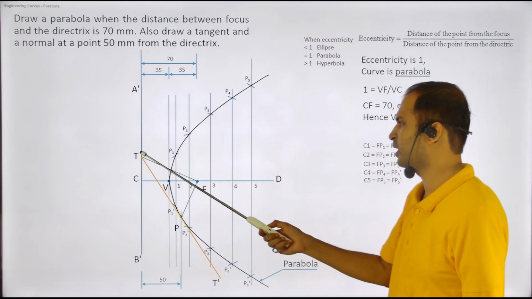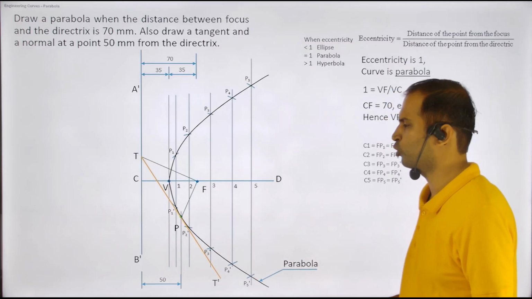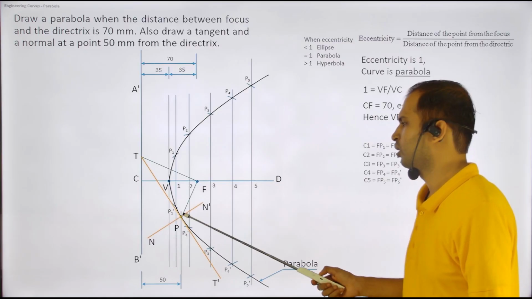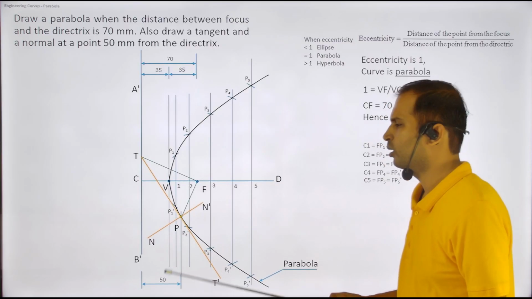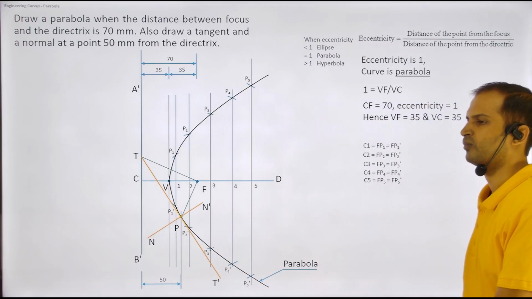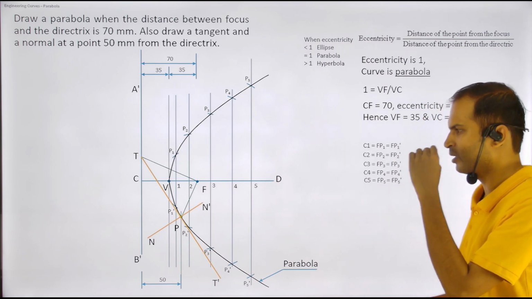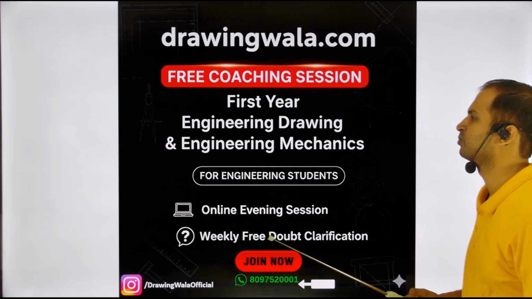So now once you have drawn the tangent, take this point and draw a perpendicular to that point with the help of a drafter. You can set it and you can draw it, and we get the normal N and N dash. Okay. So this is how we draw the normal and tangent to this point.